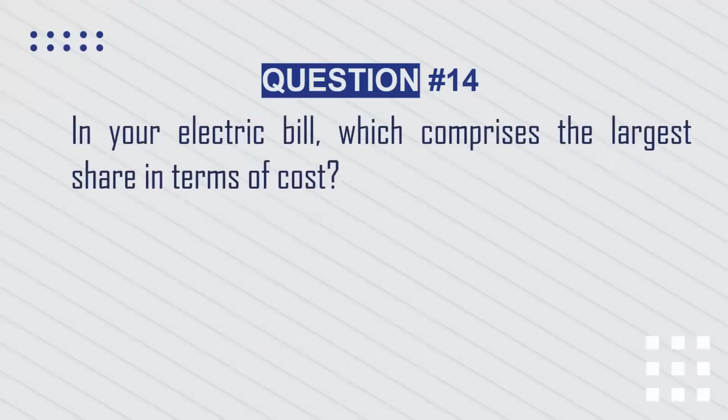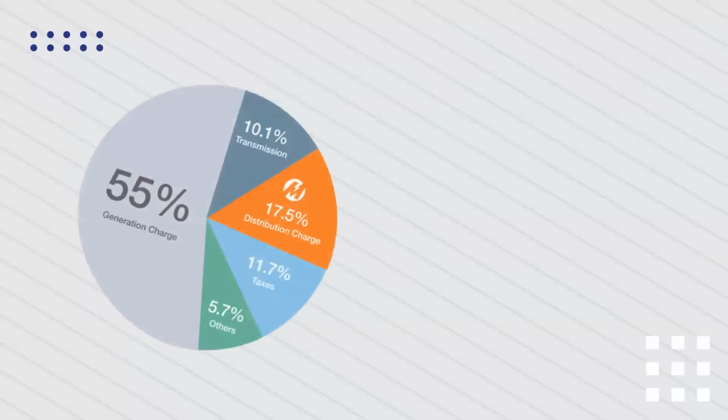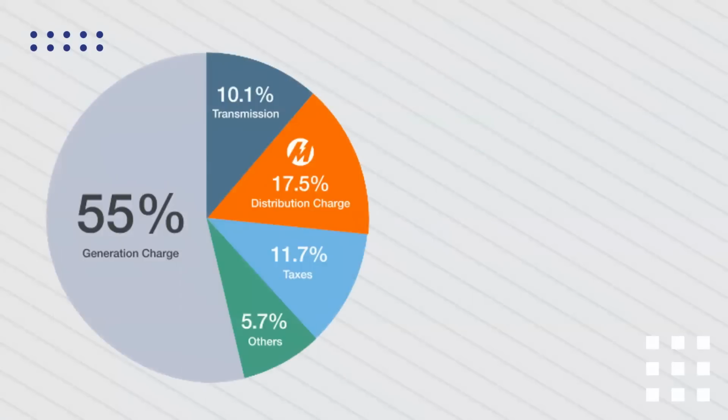In your electric bill, which comprises the largest share in terms of cost? A. Tax, B. Distribution, C. Transmission, or D. Generation. So I got this one from meralco.com, in their website. As you can see here, the distribution of the cost, 55% goes to the generation charge, 10.1% is for transmission, 17.5% distribution charge, 11.7% goes to the taxes, and 5.7% for others.